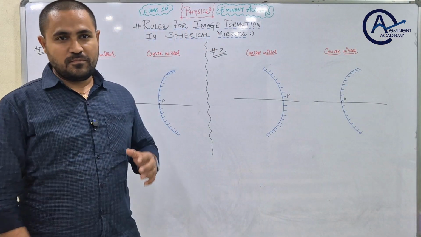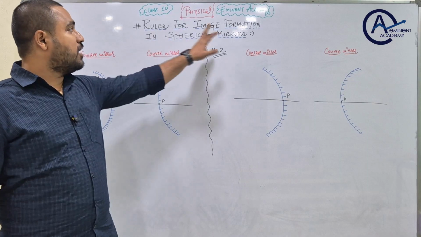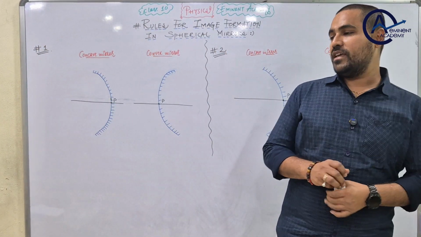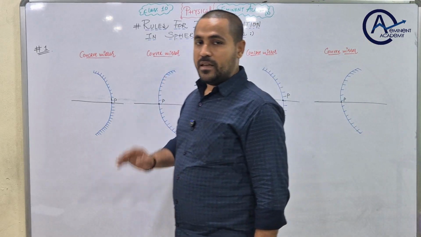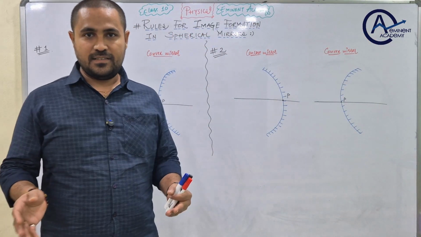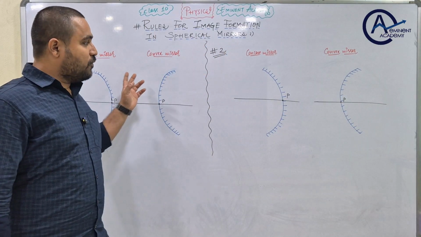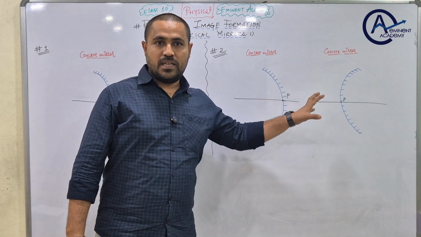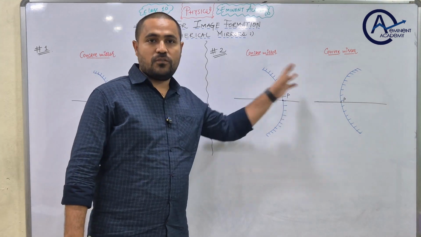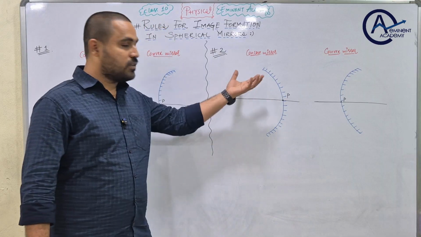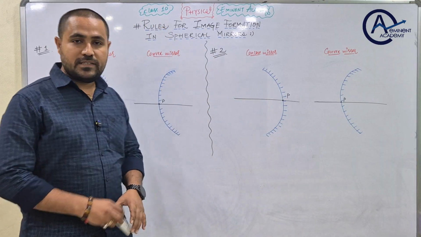तो आज हम पढ़ने वाले हैं rules for image formation in spherical mirrors. Earlier we have discussed rules for image formation in spherical lenses, right? अभी आज हम करने वाले हैं mirrors में if we want to get an image, if we want to make an image of the object, so how do we use the rays and how do we draw the ray diagram that we are discussing today.